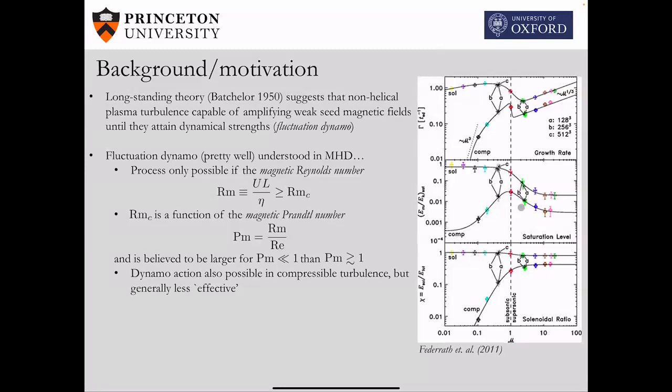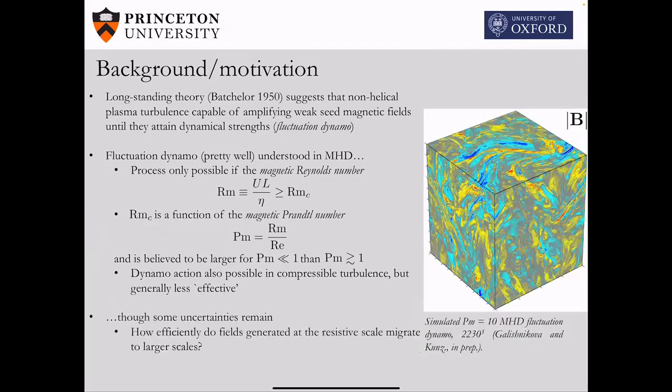In addition, the ratio of the magnetic to kinetic energy in the saturated state decreases as the flow becomes increasingly compressible. And finally, the critical values at which dynamo action is possible, values of Rm critical, increase by maybe a factor of 2 to 3 as you move into the supersonic regime. So that's what is known, thanks to analytical calculations and simulations, about the fluctuation dynamo.